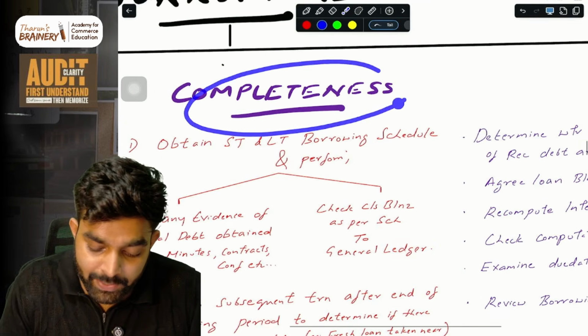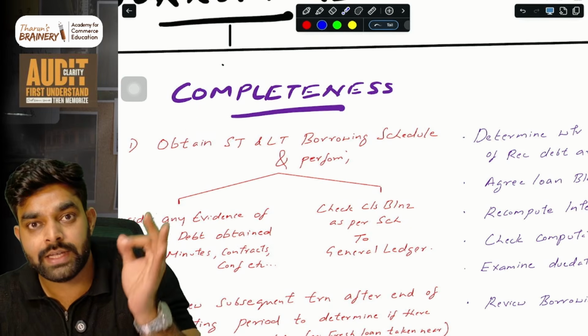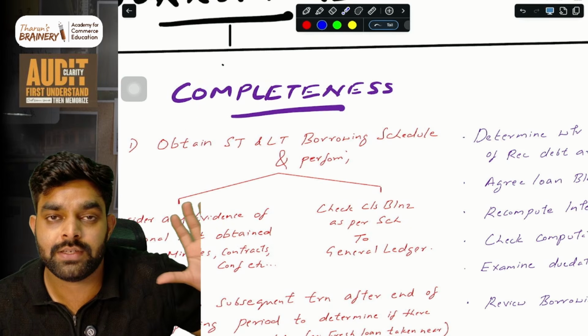Then completeness. Completeness means all the loans in the current year. In the current year, imagine the company has taken 15 loans.